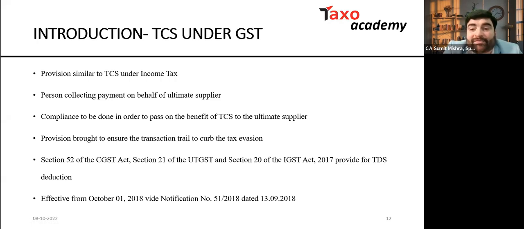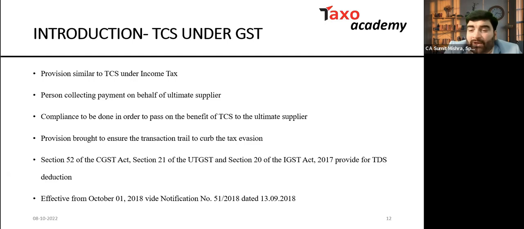Although TCS provisions are applicable to the e-commerce operator, like if I am supplying any goods or services to the e-commerce platform, in that case that e-commerce operator is supposed to collect TCS on that transaction. Just try to understand, if I'm selling something from the e-commerce portal, then the supplier cannot be easily traced. You cannot trace a supplier.